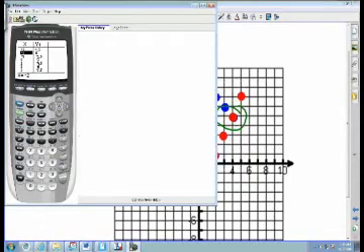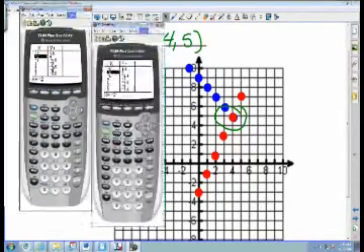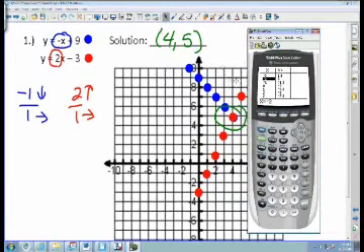Okay, so we're going to go in the calculator, and I want you to go to y equals and put in there -x plus 9. And I want you to go down to y2 and put in there 2x minus 3. Okay, you put them into y1 and y2.